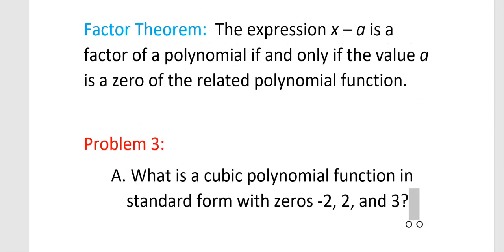Let's go here. The factor theorem. The expression x minus a is a factor of a polynomial if and only if the value a is a zero of the related polynomial function. What that means is this. If you have the zeros, we can actually go backwards to get the polynomial function instead. So instead of taking the polynomial function and factoring to get the zeros, we're going to go backwards. It's basically all about multiplying. If you can multiply things in parentheses, you're going to be good to go here too.